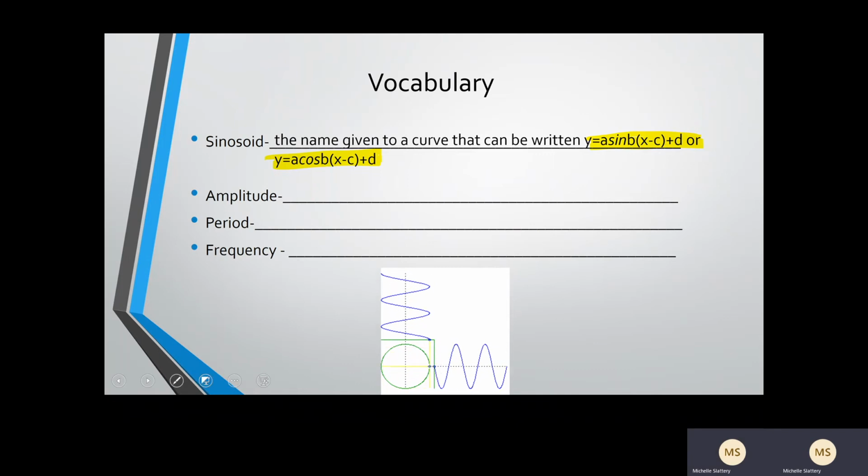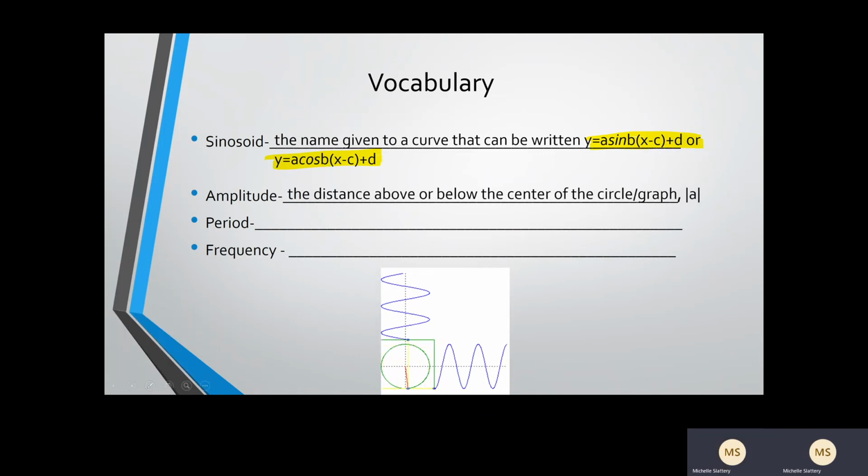And then we have amplitude. So amplitude, we know, is the distance above or below the center. It's half the range. We also know that the amplitude can be represented by the absolute value of a. Next, we have the period. We already know about the period. The period formula is absolute value of 2 pi over b, and it's representing the unit of time per one cycle.